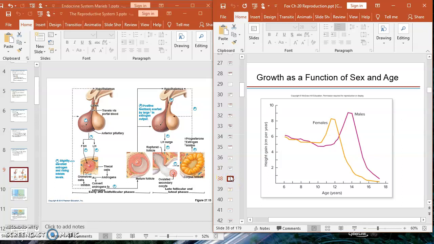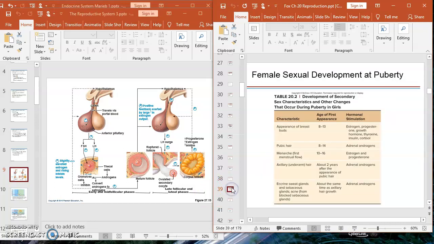So now growth is a function of sex and age. Here's the male. Here's the female that you have, because this growth spurt also stimulates the chondrocytes in the epiphyseal plate for the growth and muscle mass and so forth like that. Okay. So we go a little further. Here's a table to show what the characteristics will be. Okay. So I go a little further.